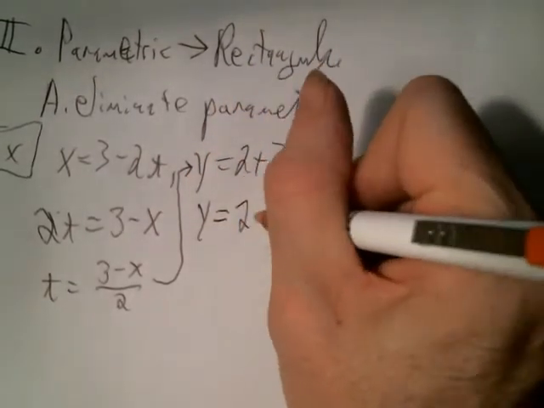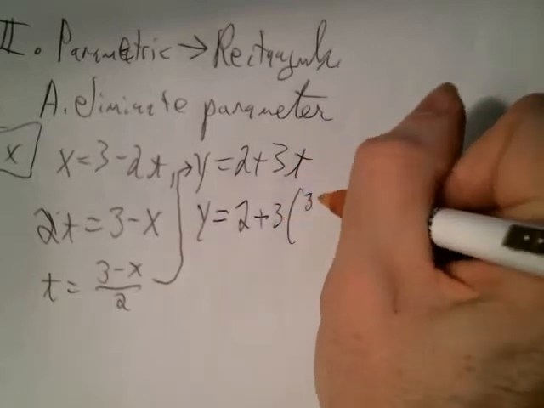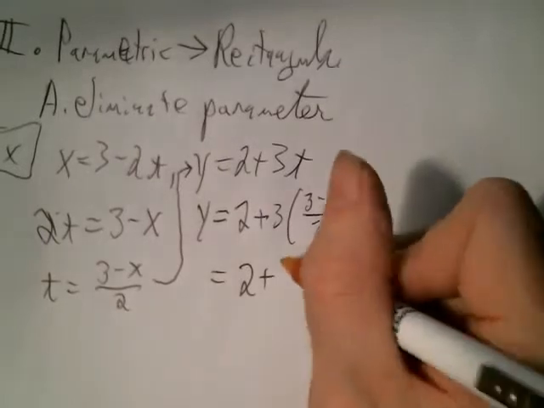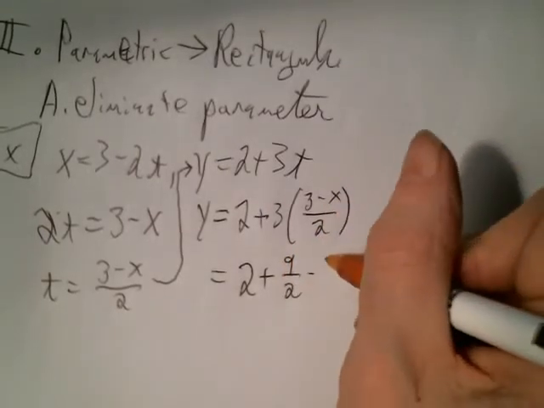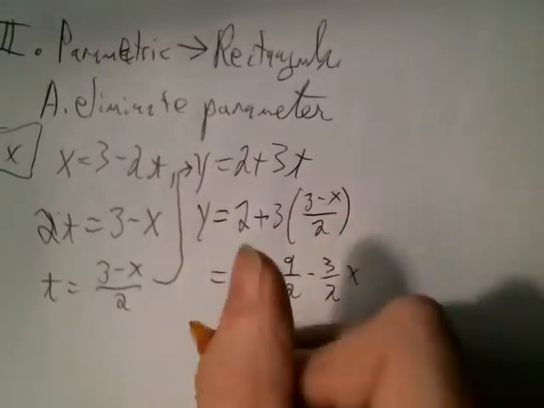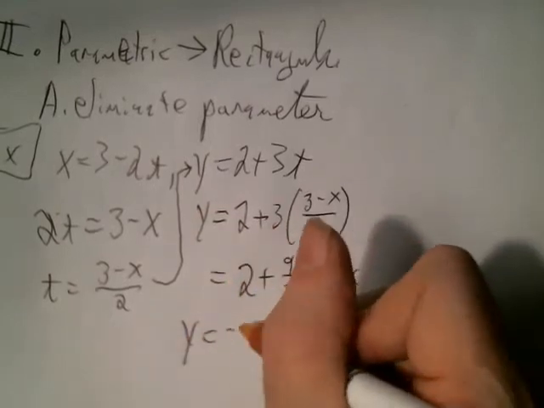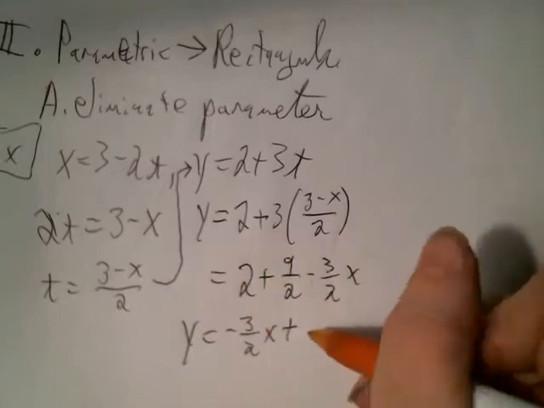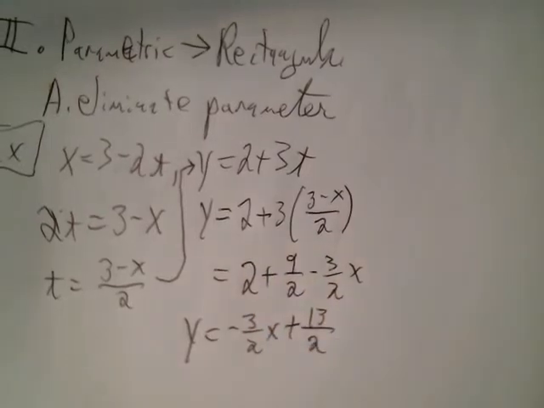So y equals 2 plus 3 times 3 minus x over 2. And so we get 2 plus 9 halves minus 3 halves x. So y equals -3 halves x plus, so this would be 4 halves, 13 halves. Okay, so that's what we're used to.